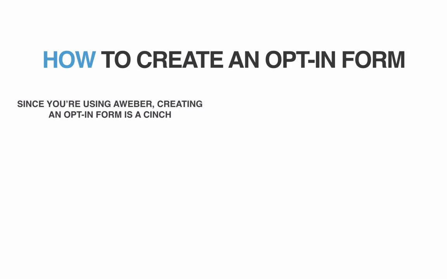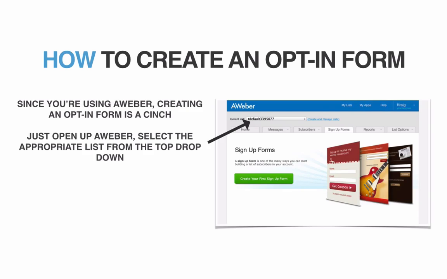How do you create an opt-in form? Well, since you're using Aweber, it's going to be super easy. It's a cinch. Just open up Aweber. There's what it looks like, again, when you log into Aweber. Select the appropriate list again. We're always going to select the appropriate list when we do anything inside of Aweber, and that list drop-down is up the top. So again, if you have one list, it's going to be easy. If you have several lists, you need to grab that drop-down and select the list that you want to create an opt-in form on, or in the future, edit an opt-in form on that list.